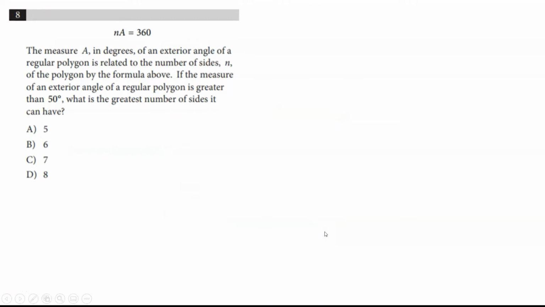So, question 8, we are given that the measure a in degrees of an exterior angle of a regular polygon is related to the number of sides n by this formula. And if the measure of an exterior angle of a regular polygon is greater than 50 degrees, what is the greatest number of sides it can have? Thus, we can just plug in 50 as a, our angle, into this. So we have 50n equals 360.